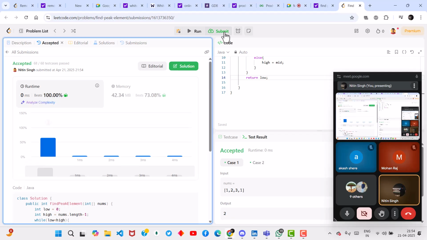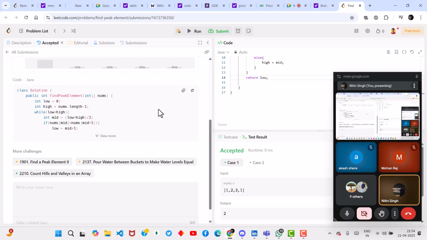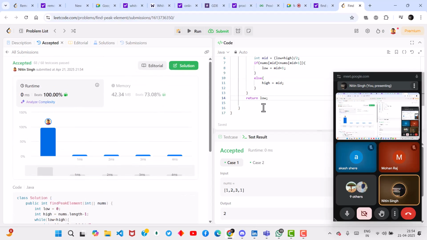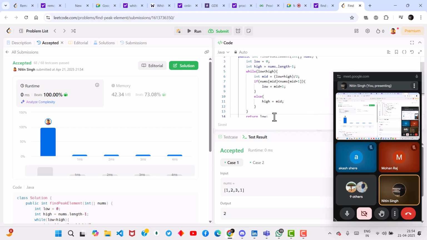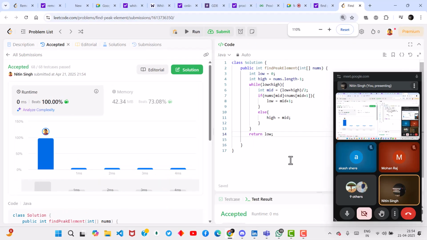So if there is any issue, please ask. Take 1 minute and see the code. And if there is any sort of issue with the code, please ask. I'm zooming in. Take 2 minutes and read this code and tell me what sort of issues you are having.